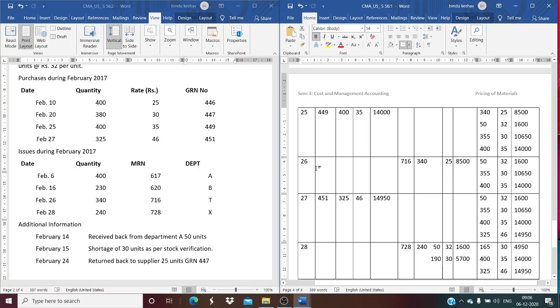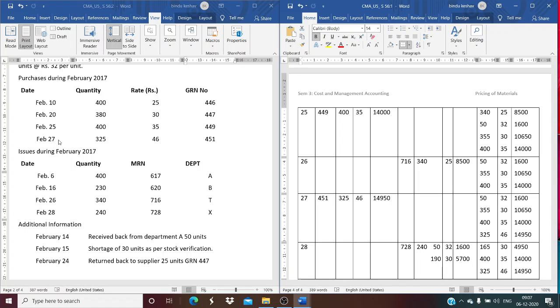And on February 26th, there is issue of 340 units, the MR number 716 and which department is team. So 26th issues column MR number 716, 340 units, that is the entire first lot is being issued. So it is issued at a rate of rupees 25, 340 at rupees 25, 8,500. So the first lot is issued. The balance will be 50 units at rupees 32, 355 units at rupees 30 and 400 units at rupees 35.